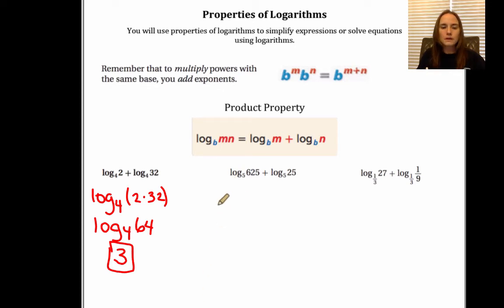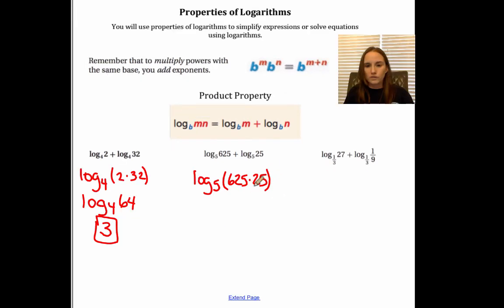Okay. In this one, we have log base 5 of 625 plus log base 5 of 25. So we can combine those by saying log base 5 of 625 times 25. Well, 625 times 25 becomes log base 5 of, I have it in my calculator here, 15,625.